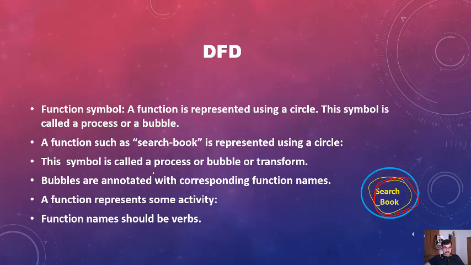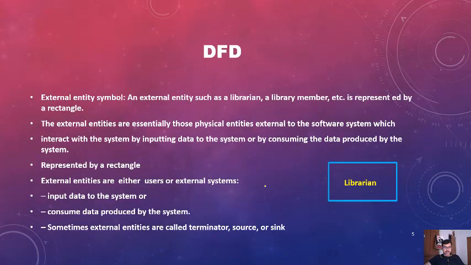A function represents some activity. Function means it is some activity. Here the activity is search book, and a function name should be a verb, obviously. Okay, so this is called the process or function symbol. This is called the external entity symbol. This rectangle is called the external entity symbol.